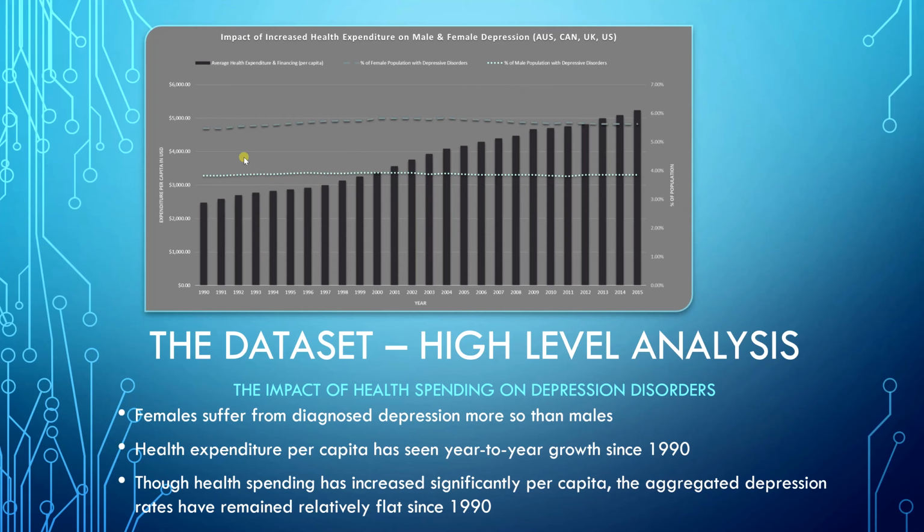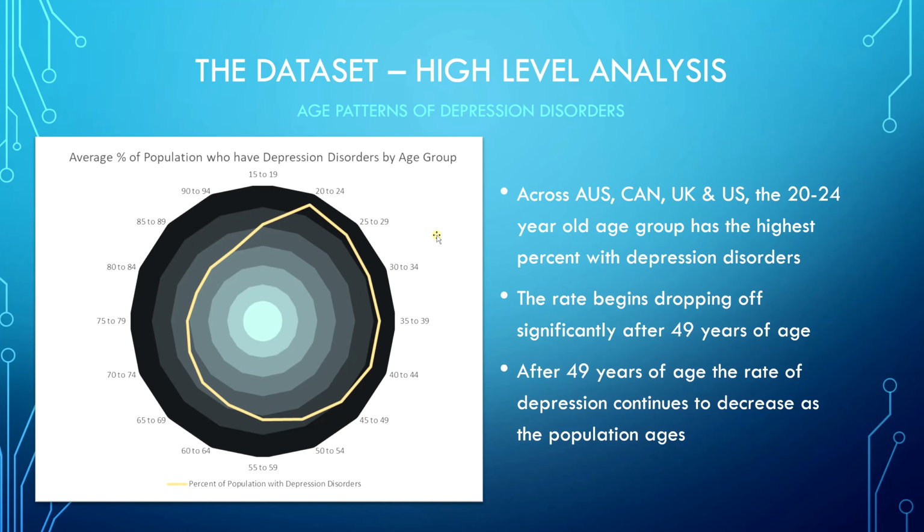The other thing that was quite interesting was that the female population experiences depression at a far higher rate than the male population. Why was the impact of increased health expenditure negligible on the rate of depression? That question was actually partially answered in the next graph. This next graph looked at the age patterns of depression disorders. What's interesting here is that the rate of depression peaked at the age of 20 to 24, and it steadily declined, and significantly so after the age of 49. So the older the population became, the lower the rate of depression within that age group.